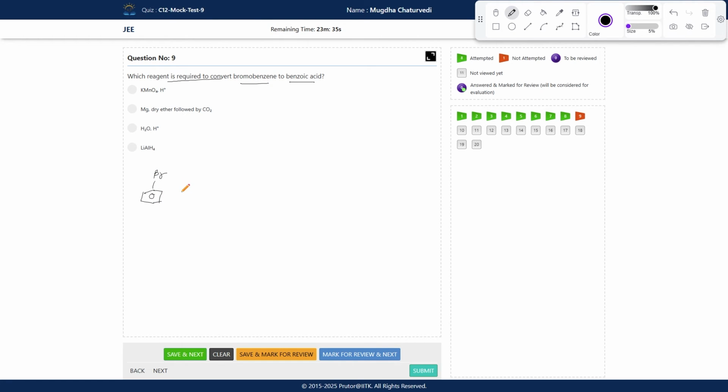So first, when you treat this bromobenzene with magnesium in the presence of ether, you first get phenyl magnesium bromide, that is this Mg plus and Br minus. When you further treat it with CO2, you get this C double bond O, and to this oxygen, MgBr gets attached. And further, when you do the acidic workup, you get benzoic acid. So this is the overall reaction.